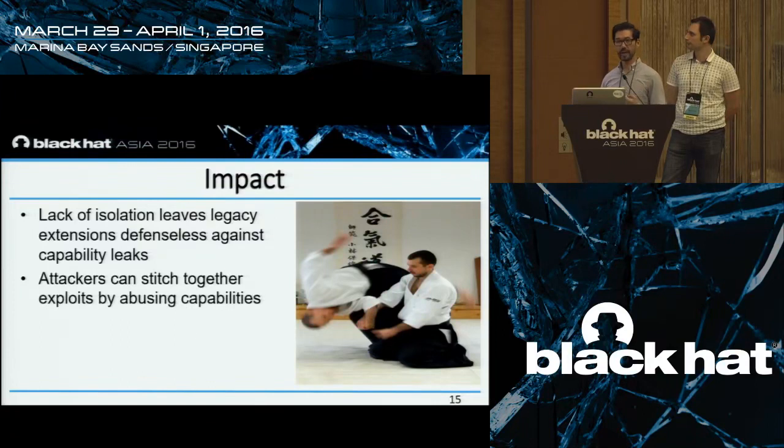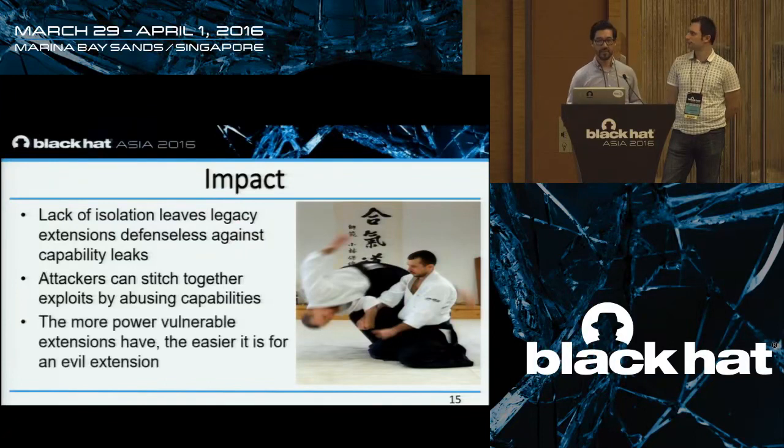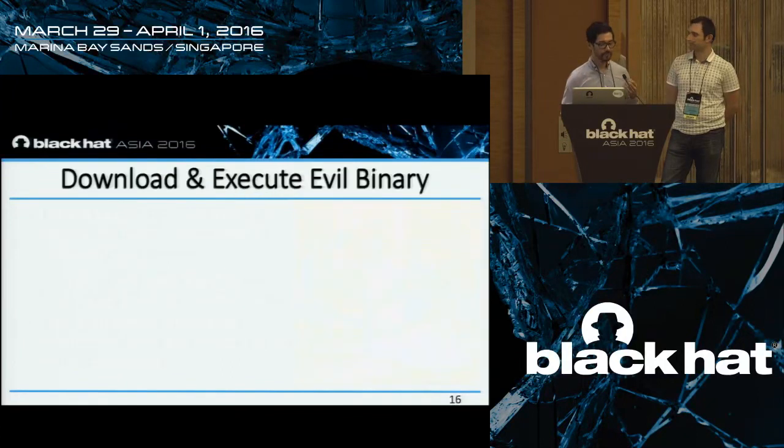Attackers can really automatically find and stitch together these exploits by abusing capabilities. And so this is kind of an analog of these return-into-libc style attacks that you see in the binary world. We're finding capabilities and stringing them together to implement our attack. And in the nice tradition of Aikido, right? The more power these vulnerable extensions have, the easier it is for an evil extension. So the richer the ambient authority living in the browser, the more complex and powerful attacks we can create.